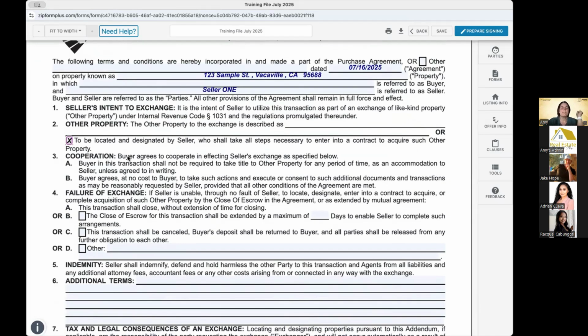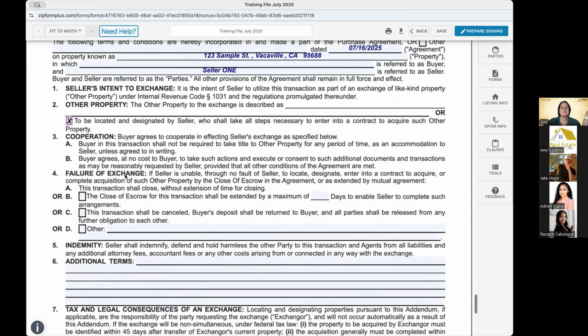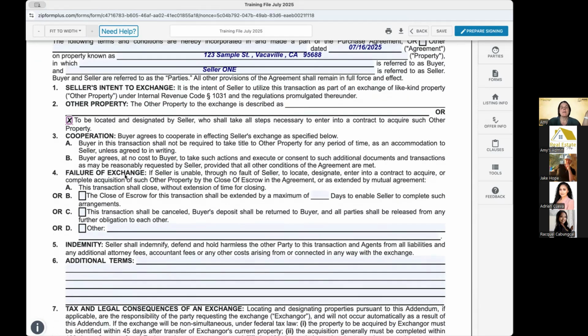Cooperation. Buyer agrees to cooperate in effecting seller's exchange as specified below. Buyer in this transaction shall not be required to take title of other property for any period of time as an accommodation to seller unless agreed to in writing. Buyer agrees, at no cost to buyer, to take such actions and execute or consent to such additional documents and transactions as may be reasonably requested by the seller, provided that all other conditions of the agreement are met. Okay, at no cost to buyer. Failure of exchange.